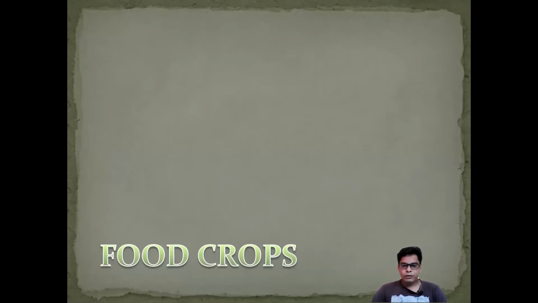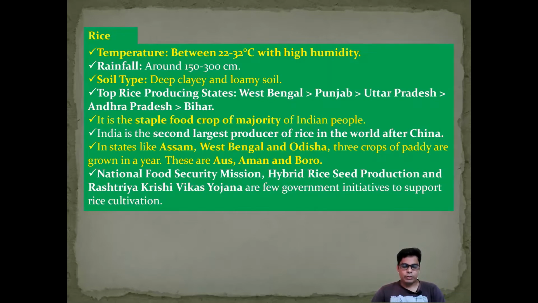Among the food crops, first we want to discuss rice. Rice is one of the most important food crops of India. The people living in Bengal, UP, Bihar, Punjab, Haryana and southern India fully depend on rice only.